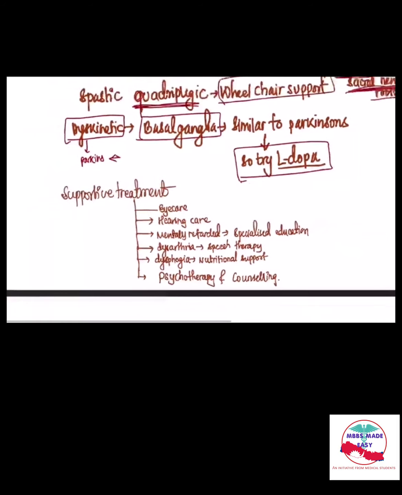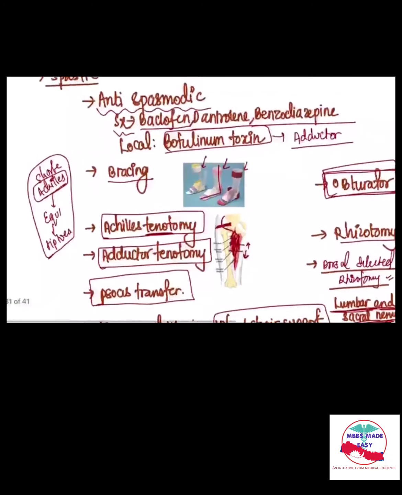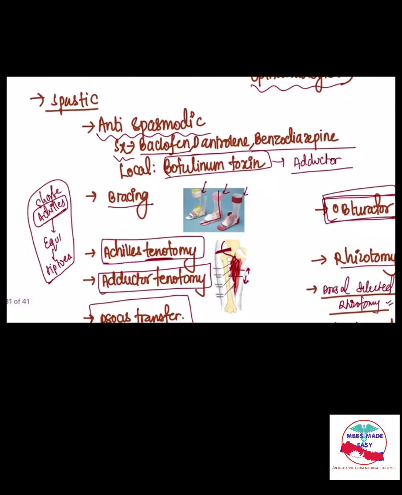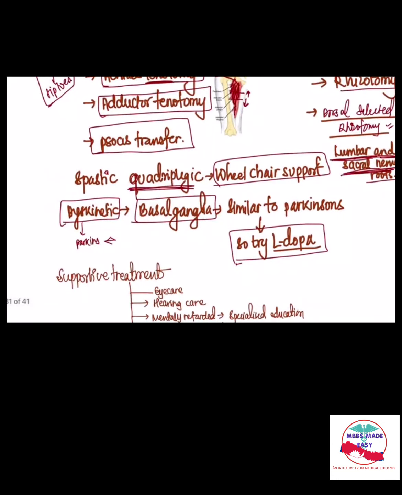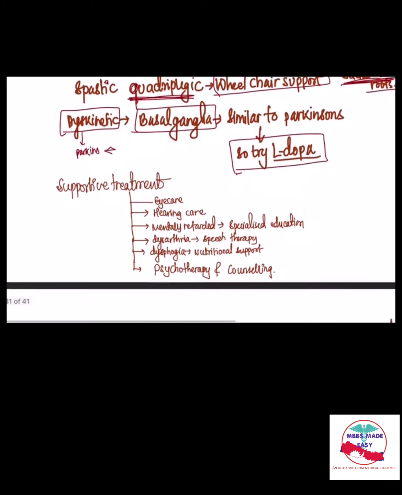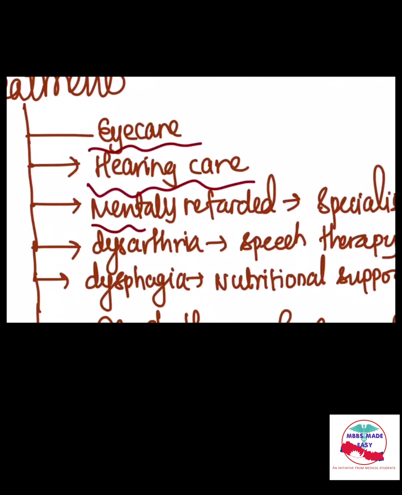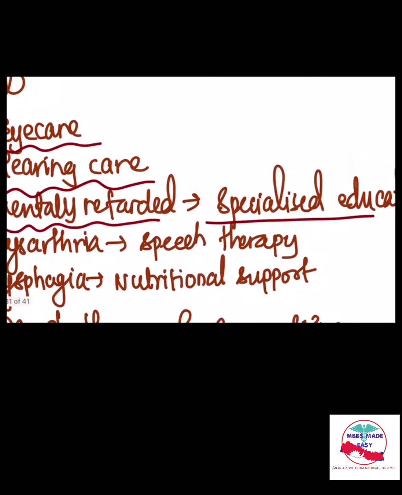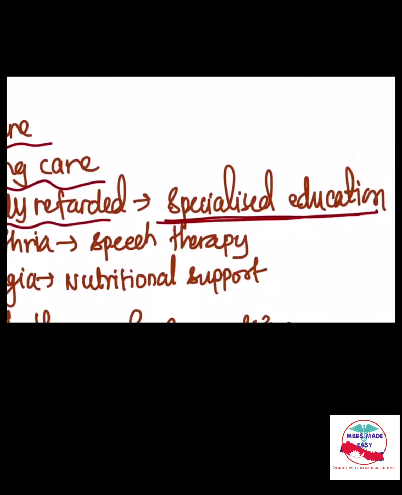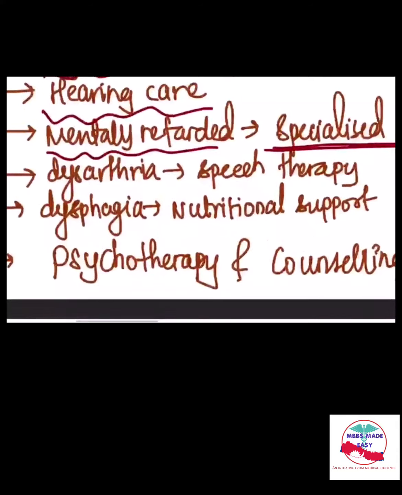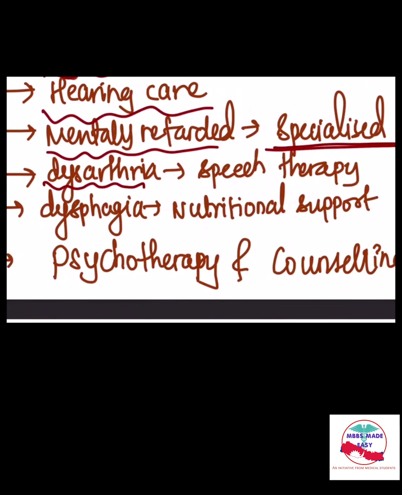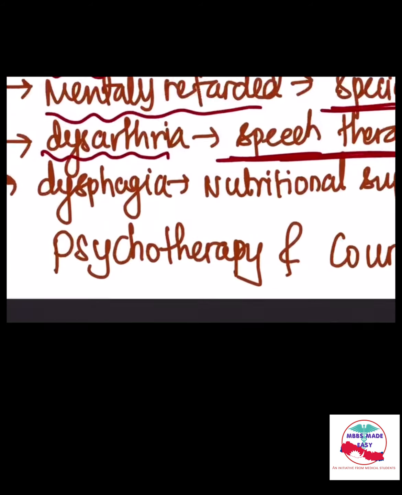Now finally, if you are done with the specific management for treatment of spasm or for the treatment of chorea, let's go to the supportive management of this disease. Now we know that there is involvement of the eye, so there will be eye care. There is also involvement of the hearing, so there will be hearing care. Because these children are mentally retarded, you will have to provide them with specialized education for the mentally retarded. And because these patients have dysarthria, so difficulties speaking, you will have to provide speech therapy. And finally, they also have dysphagia, difficulty swallowing.